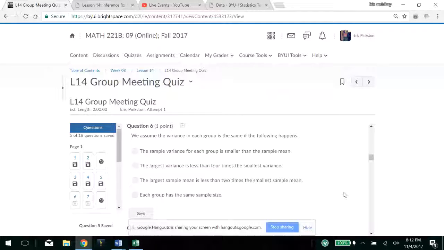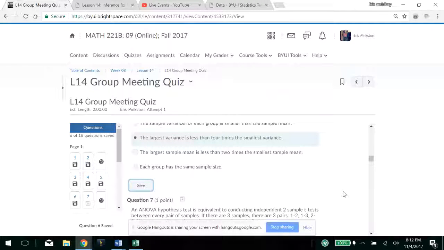We assume the variance in each group is the same if the following happens. The sample variance for each group is smaller than the sample mean. The largest variance is less than 4 times the smallest variance. It's that one. If the largest is less than 4 times the smallest, yeah? It says less than or equal to, but less than 4 is the only one that makes sense there.